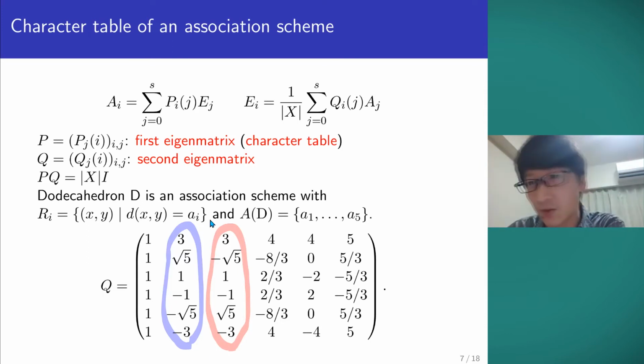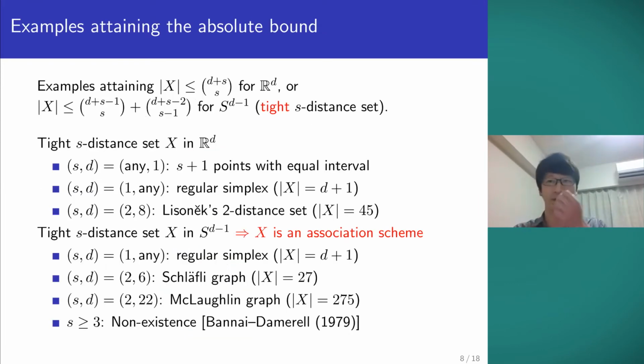Yeah, we have two embeddings. There the dodecahedrons. So now we introduce examples attaining the absolute bound quickly. So for an s-distance set, it is said to be tight if the s-distance set attains the absolute bound.